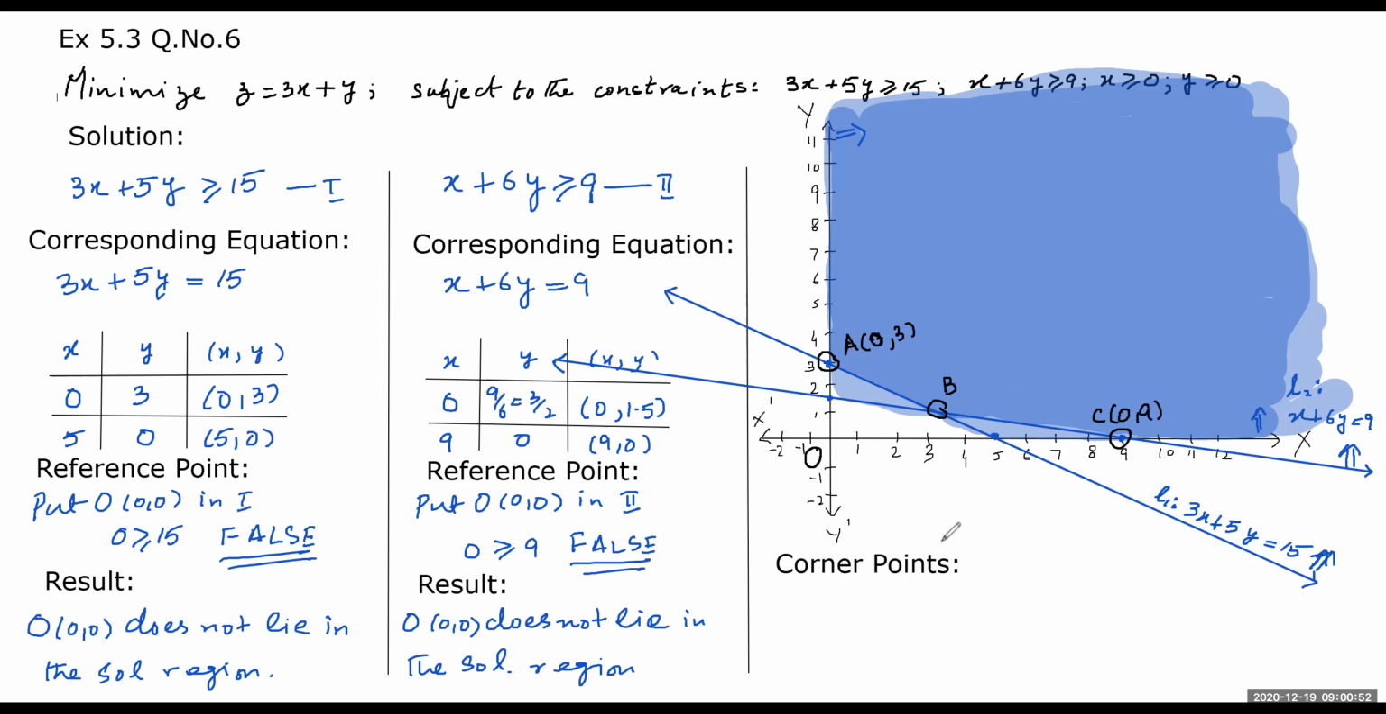Now let's write these corner points. The first corner point is A. Its coordinates are 0, 3. The second corner point is B, which is the point of intersection of L1 and L2, and the corner point C, which is 9, 0. Now let's find point B as the point of intersection of L1 and L2 by solving L1 and L2 simultaneously.